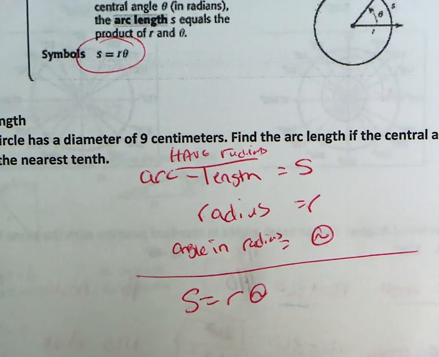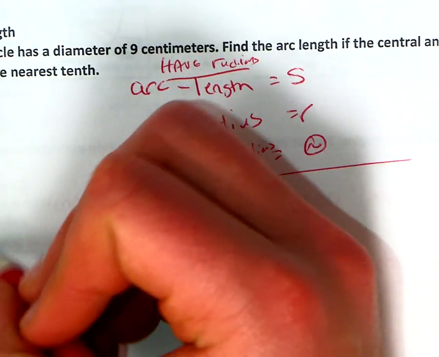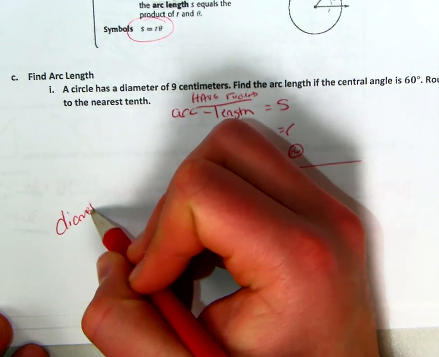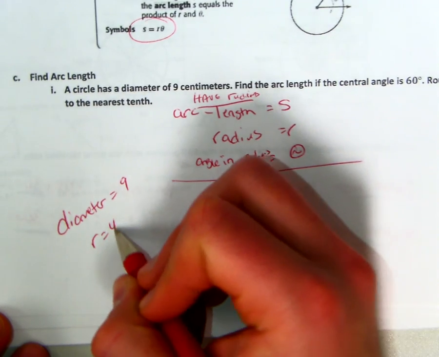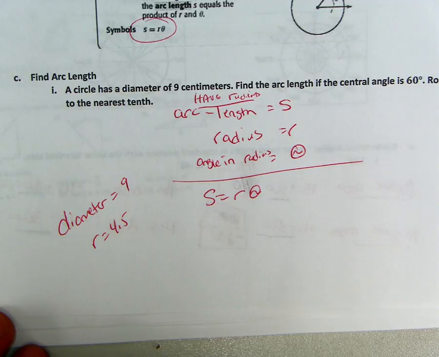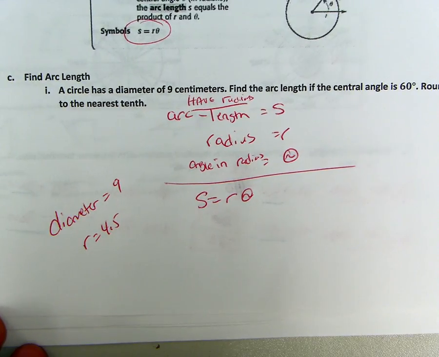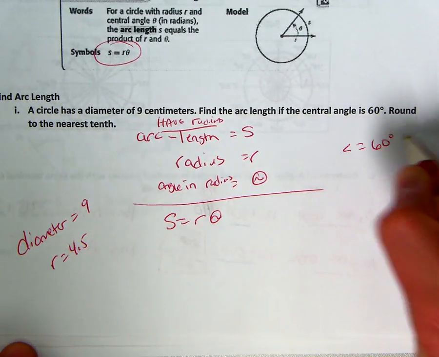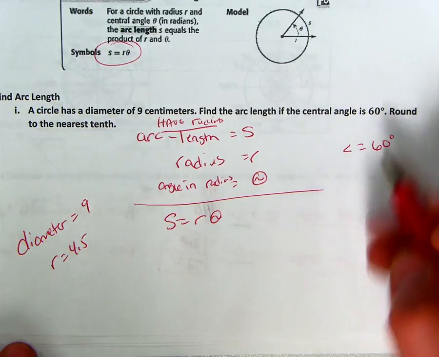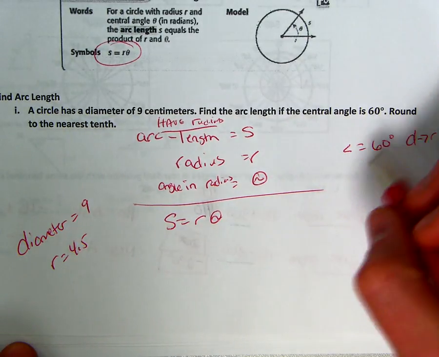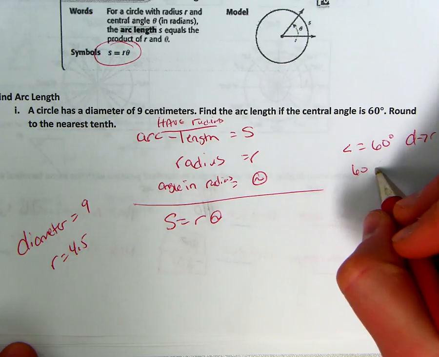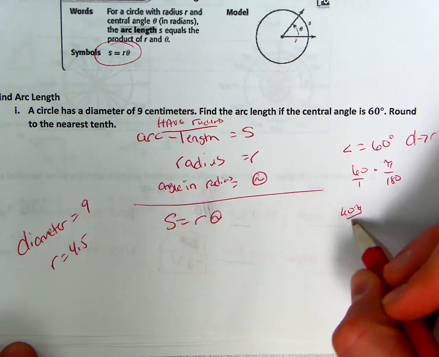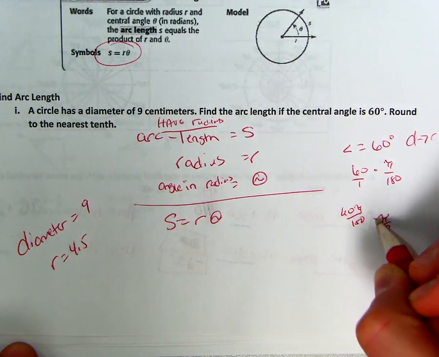So for this example, it says the diameter is 9, so that means the radius is 4.5, right? The radius is half the diameter. And it says our central angle is 60 degrees. So our first step is we need to convert this to radians. So we go from degrees to radians. So you have 60 over 1 times pi over 180. So you get 60 pi over 180. So you get pi over 3.